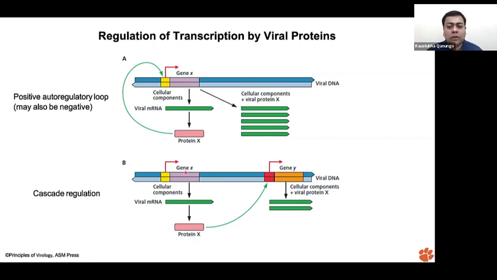Now, this is only shown in two steps. Gene Y can regulate the expression of gene Z as well, and that has been seen as well. So it could be multiple regulation as well. So this is the generalized scheme of the regulation of the transcription of the viral proteins, and we are going to see some specific examples after this.